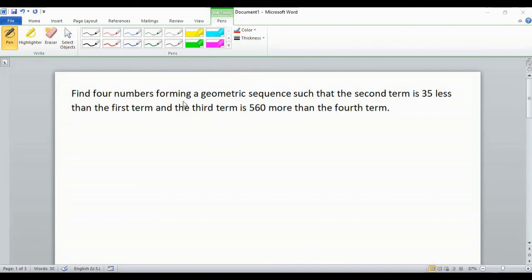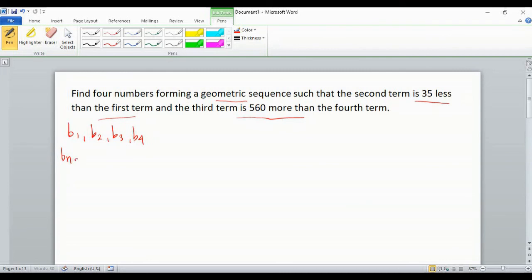Find four numbers forming a geometric sequence such that the second term is 35 less than the first term and then the third term is 560 more than the fourth term. Okay, everyone. So from here we have the geometric sequence. The geometric sequence is B1, B2, B3, and B4.